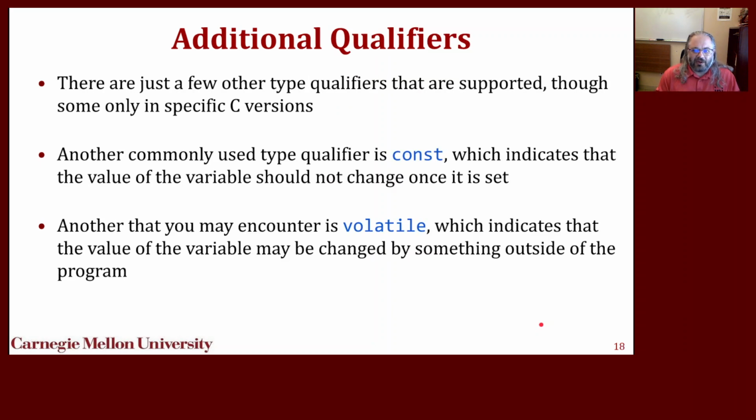So we can also have a few additional qualifiers. We talked about the simple qualifiers of having signed and unsigned variables. There are a handful of other type qualifiers that are supported in the C standard. Some qualifiers are only supported in specific C versions. So if you start using more detailed qualifiers, you might be restricting yourself to your code only being runnable by certain compilers. There are a couple of other common type qualifiers that are used.